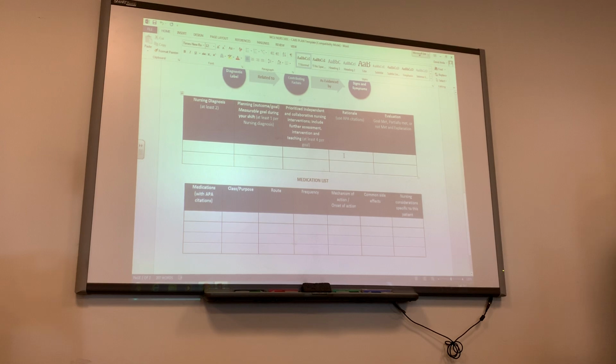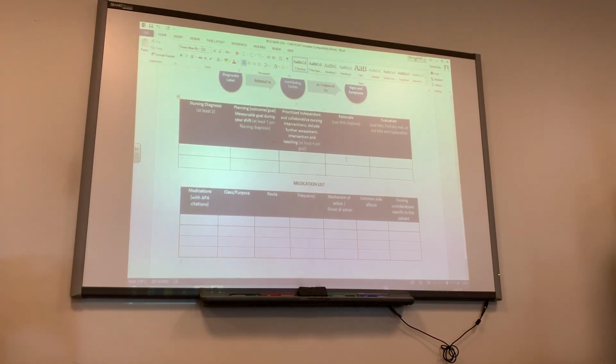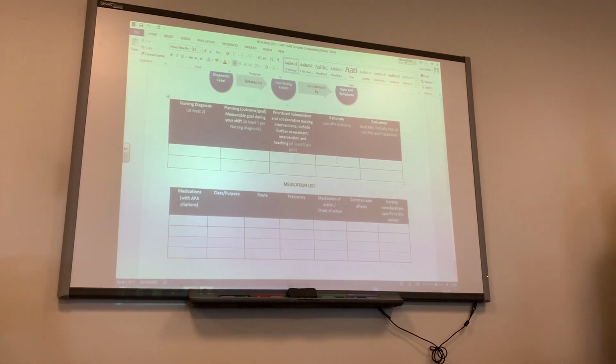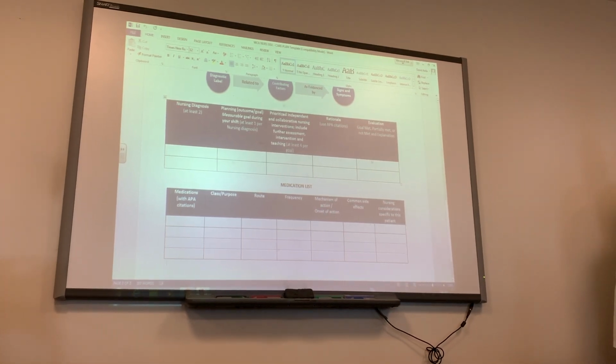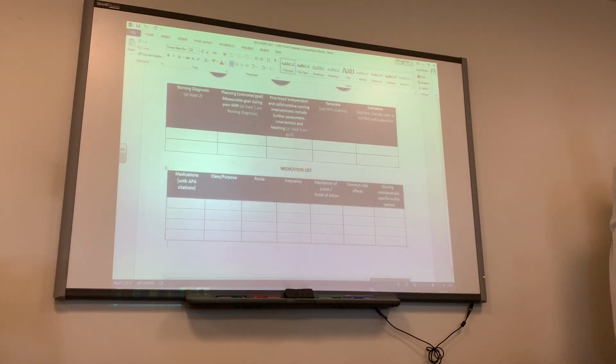Oh, and the rationale. That's why you kind of need the patho book. When you say provide MD ordered pain medications, the rationale is going to say something like, opiate pain medications are proven to be effective on the pain receptors or whatever, you guys know the language, and therefore are considered effective treatment for pain. You need to write that all down, and then here's your evaluation. If goal met, partially met, or not met, and the explanation. Deal? You need 2 of those. That's the hardest part of this whole thing.